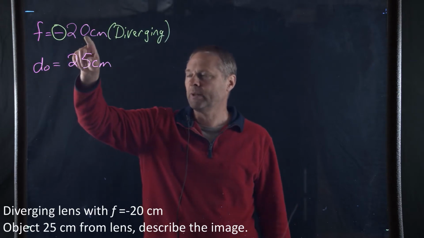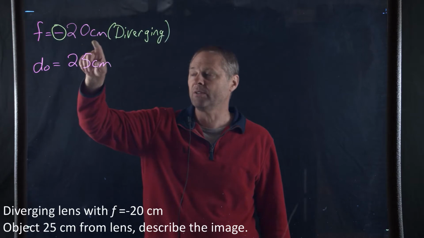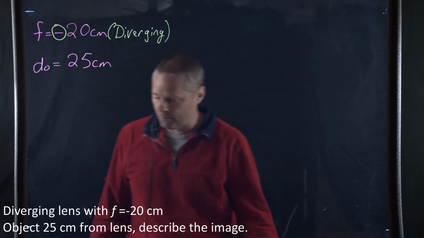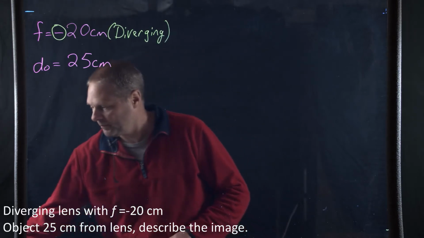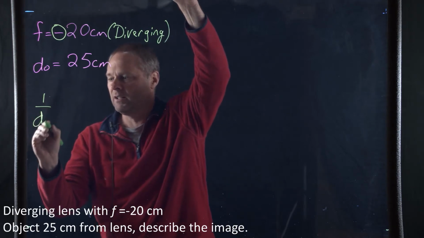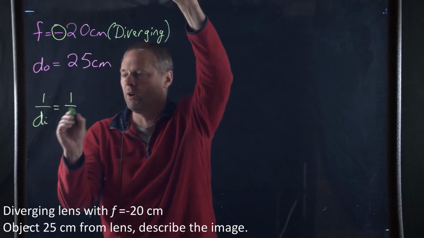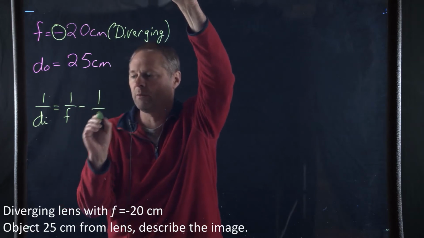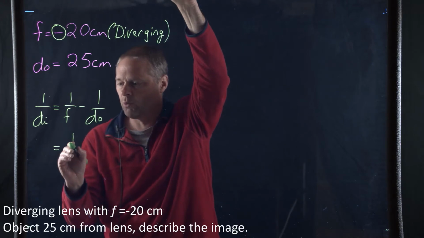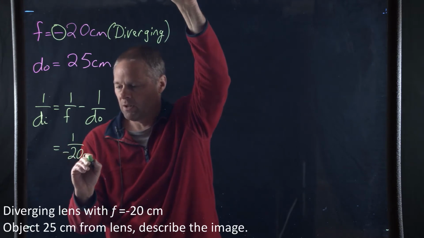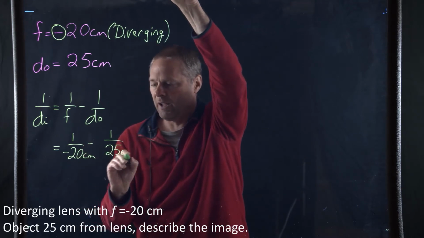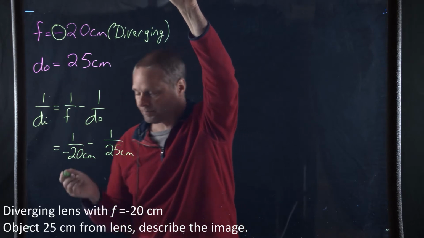Now, it's going to have a negative 20 centimeters. The object is going to be outside of that range. And so let's determine something about the image. And so we're going to use our favorite equation. 1 upon distance of the image is equal to 1 upon the focal length minus 1 upon the distance of the object. We plug our values into this, and this becomes 1 over a negative 20 centimeters minus 1 over 25 centimeters, because that's what we have.